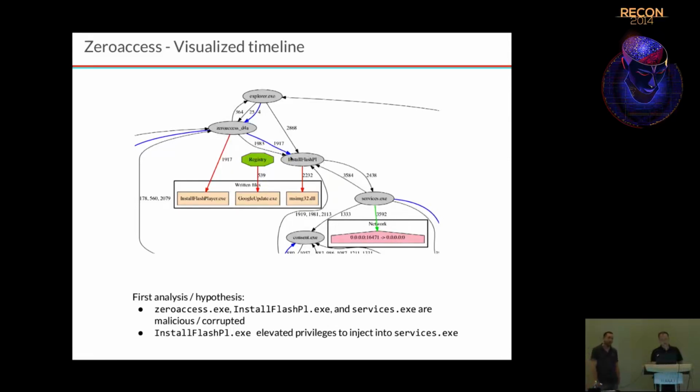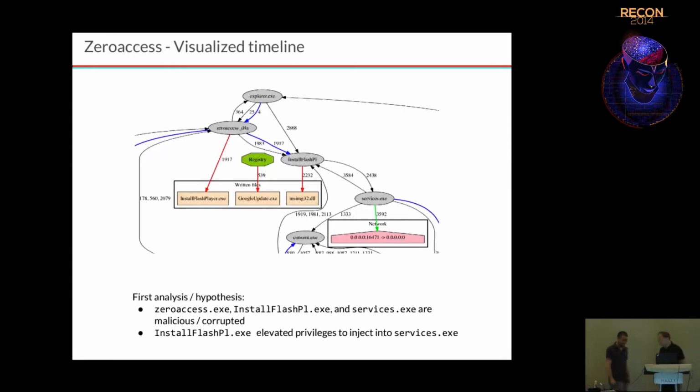What we also see are these black arrows, which mean that one process has a handle open on the other process. What is a bit strange here is that you have a handle from Explorer to ZeroAccess, and from ZeroAccess back to Explorer. The same thing here between install Flash Player and services.exe. So this could be an indication of code injection, because you typically need to open a handle on a process when you inject code into it. This is the big picture we have. In the more detailed analysis now, we're just going to look at these 4 processes to figure out what's going on.